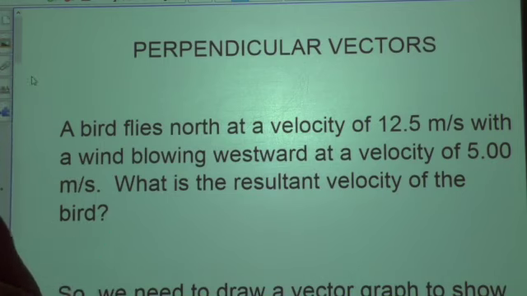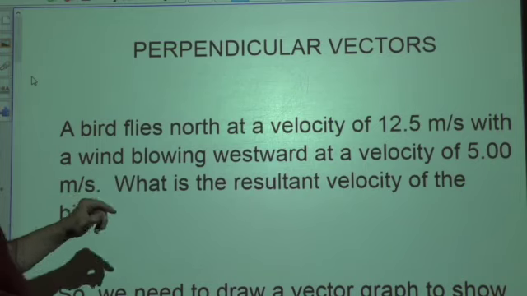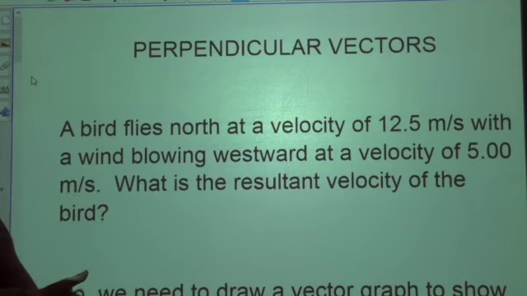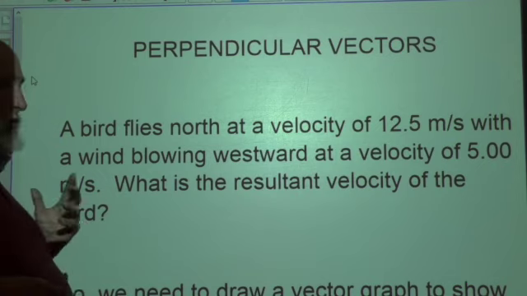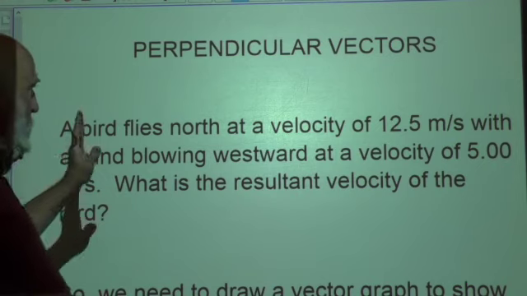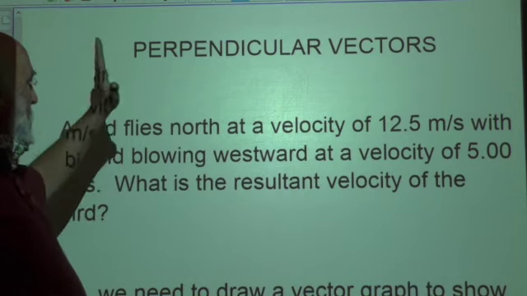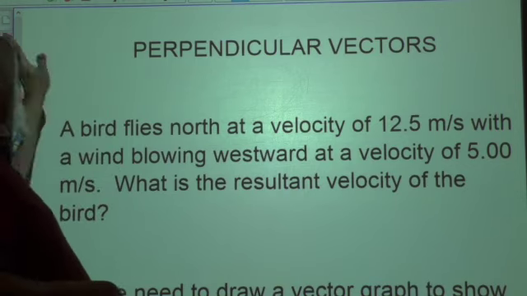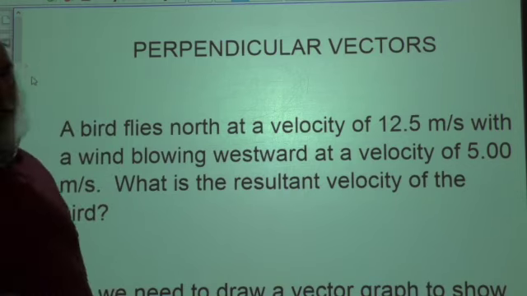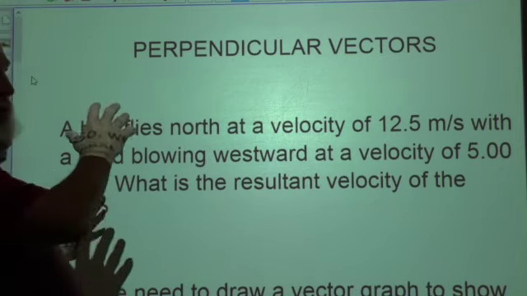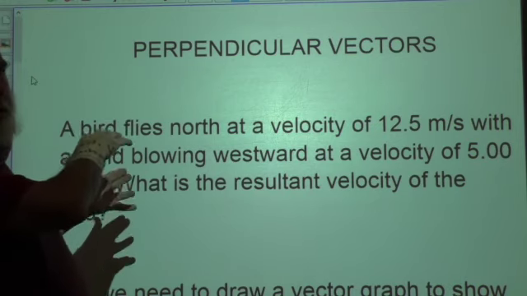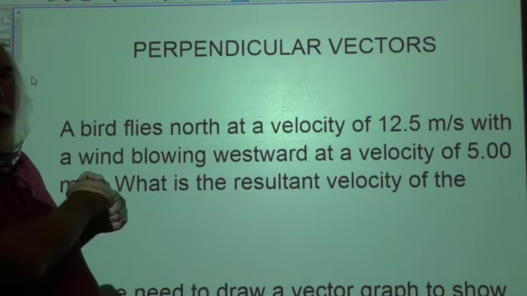The bird flies north at a velocity of 12.5 meters per second with the wind blowing westward at a velocity of 5 meters per second. What is the resultant velocity of the bird? Okay, so it's trying to go straight north at 12.5 meters per second, but it's getting pushed to the west at 5 meters per second. So it's going to be somewhere between north and west, but not either one.